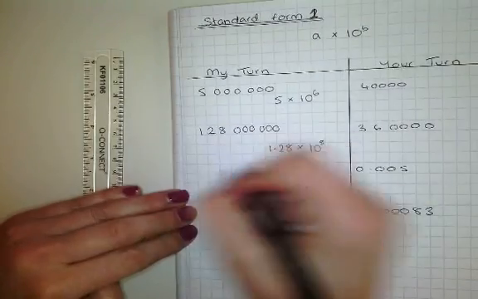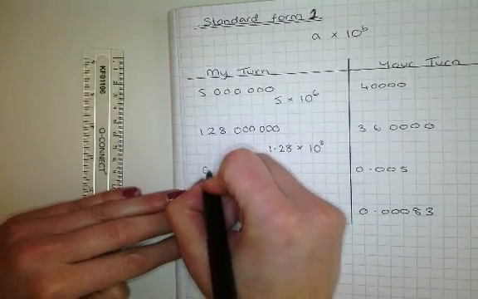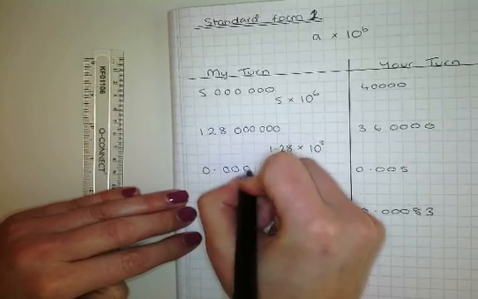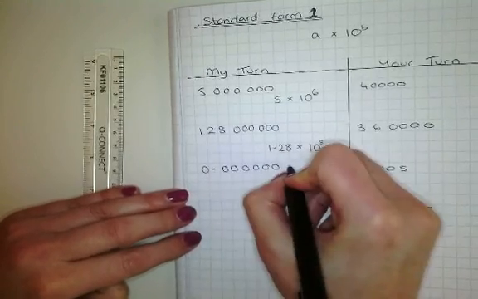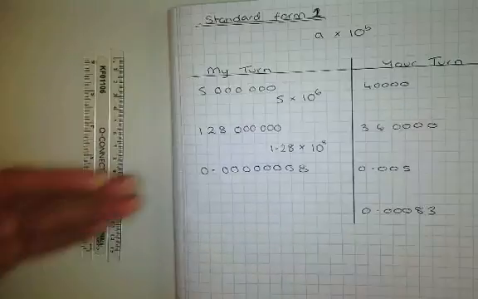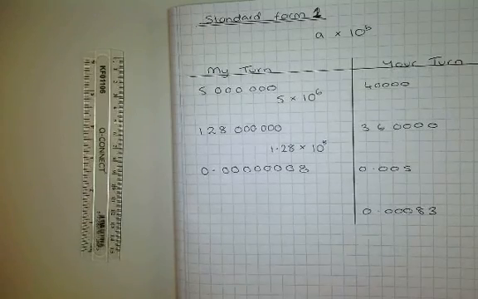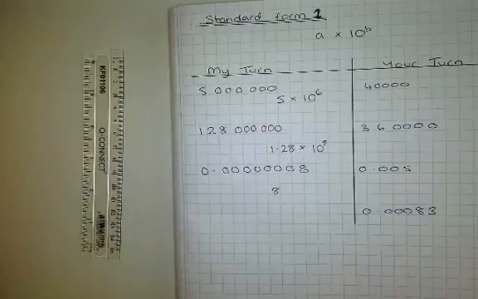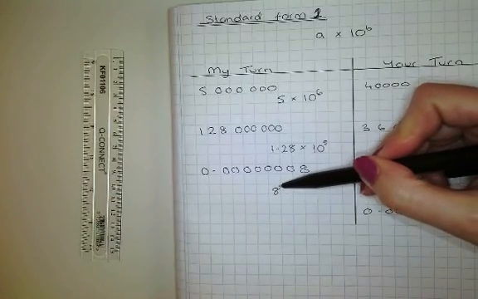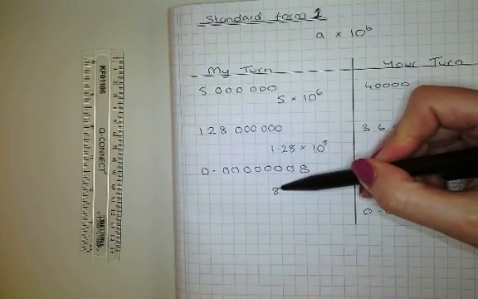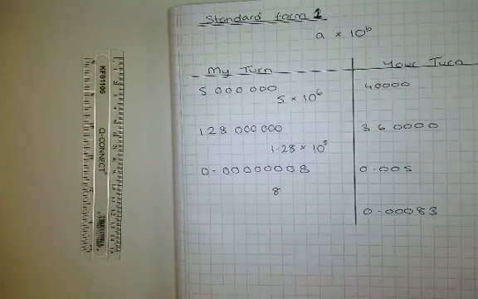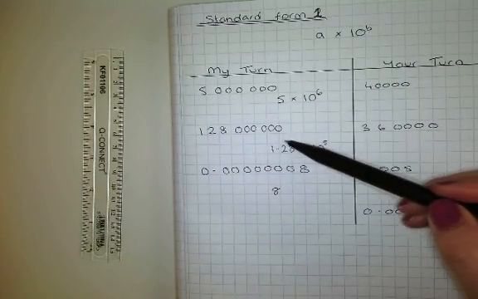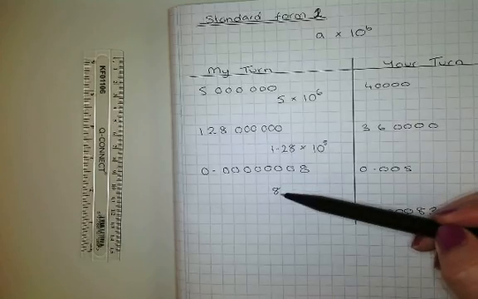Equally, I can write really, really small numbers, so something like this, 0.000000008. So I can write that easily as well. So this one, I'm going to have it as 8. The first number is always going to be 1 or greater. It's never going to be 0 point something. So it's always going to be less than 10 or 1 or greater.